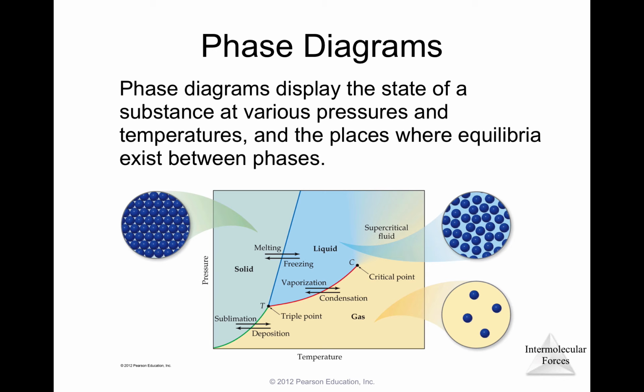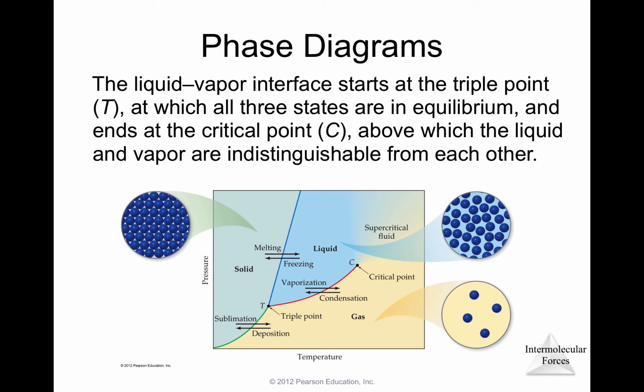Vaporization, condensation, right? Anywhere along the red line, you're condensing or you're vaporizing. The liquid vapor interface starts at the triple point, right? So at the temperature and pressure at which all three states are in equilibrium, we're going back and forth between being a liquid, a solid, and a gas at the triple point.